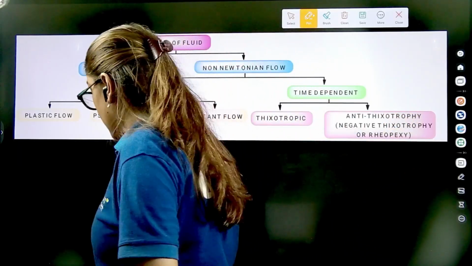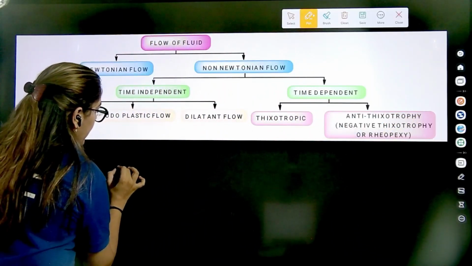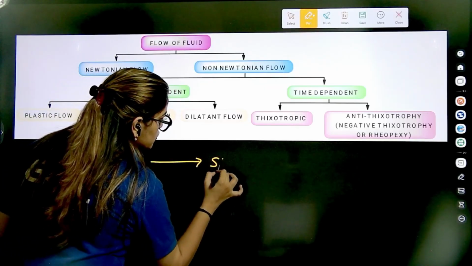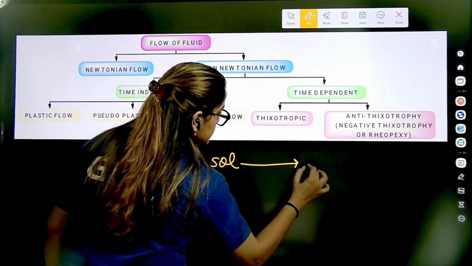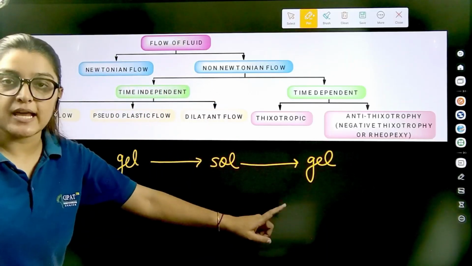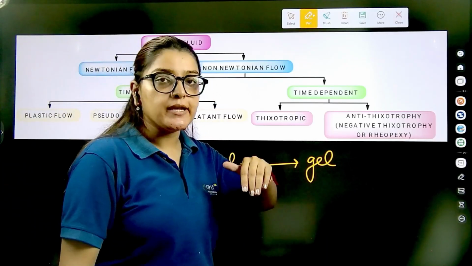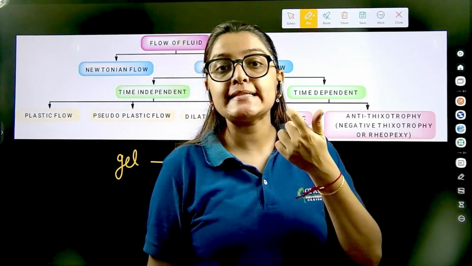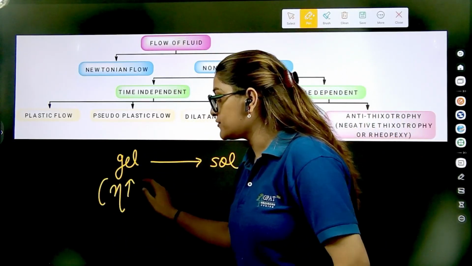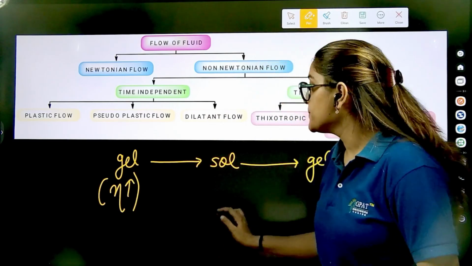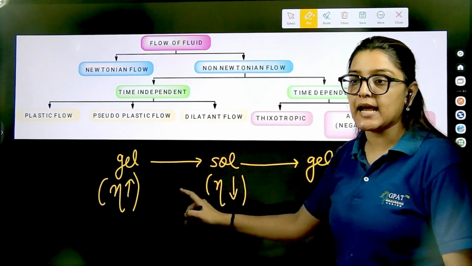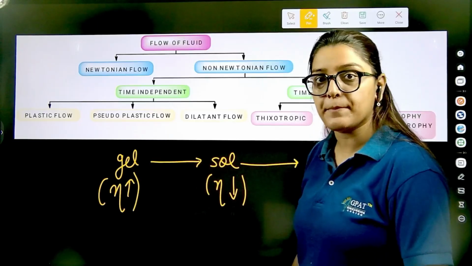Let's see with an example. Suppose we have a simple example of gel to sol to gel conversion. Initially, because it is a gel state, it is most evident that the viscosity of the gel state is quite higher as compared to the solution state, right? This eta is none other than our viscosity parameter.